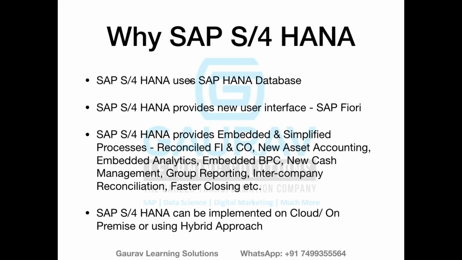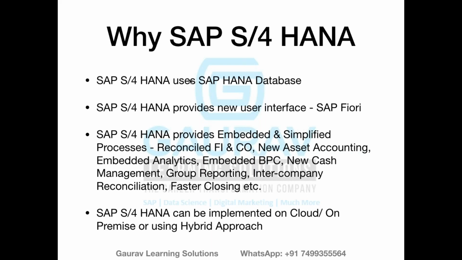Embedded BPC. Previously, if you were using the SAP ECC system, you had to transfer the data from ECC to BW and then from BW to BPC. So three different servers were required in order to generate your planning as well as consolidation. But now, in S/4HANA, SAP came up with the embedded BPC concept, which also allows group reporting, which means you can do the consolidation directly within the main system itself instead of taking the data to an external system.